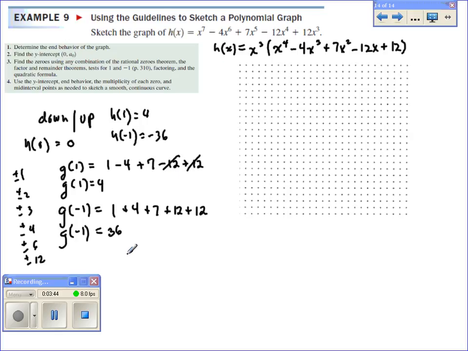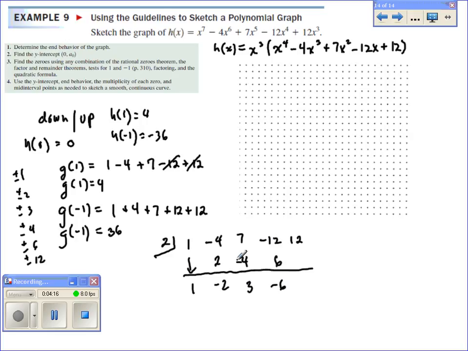I'm going to move on and try 2. 2 we can do by synthetic division. So I've got to make sure that all my terms are in decreasing degree, that I'm not missing any. 4, 3, 2, 1, 0. Yes, and then bring that down. So 1, 2 times that, 2, negative 2, negative 4, 3, 6, negative 6, negative 12, 0.